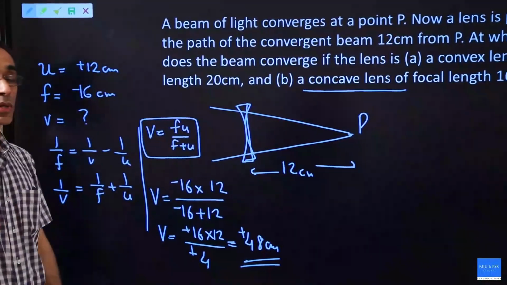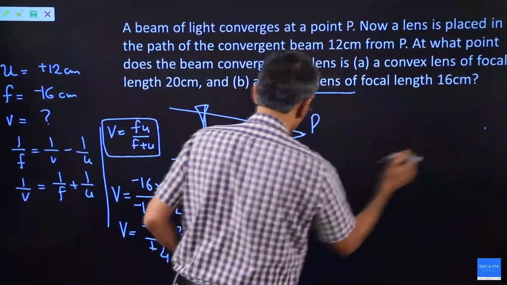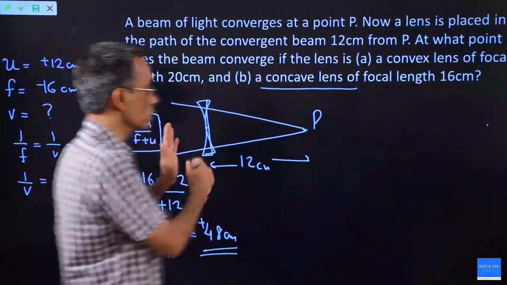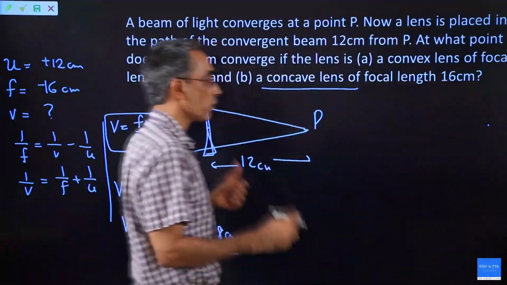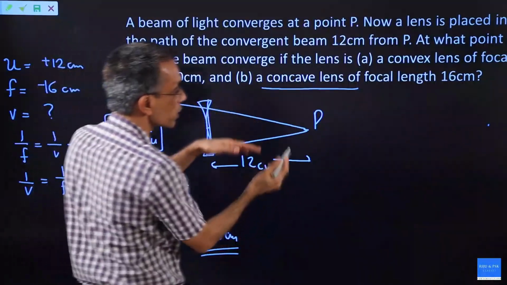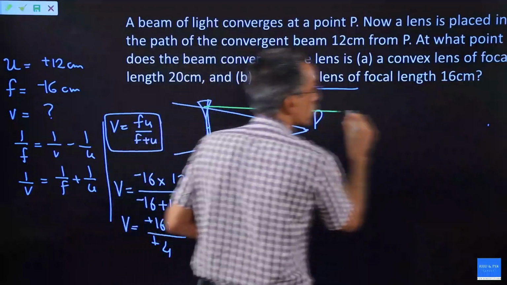And where is positive 48? From the lens in the positive direction. So that must be somewhere here. This is 12 centimeter, right? So 12 into 4 times this. That will go beyond my board, so I'll mark it somewhere here. So what had happened to that light ray? The light ray which was converging to this point, due to the converging diverging lens, went to this point.